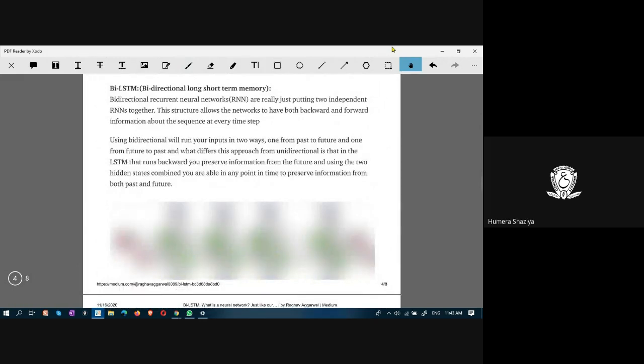Going forward to Bi-LSTM, bidirectional long short term memory, and how this name has been given to this type of network, which is known as long short term memory, because this network can remember few data elements in the long run, means long memory, and few only in the short memory.